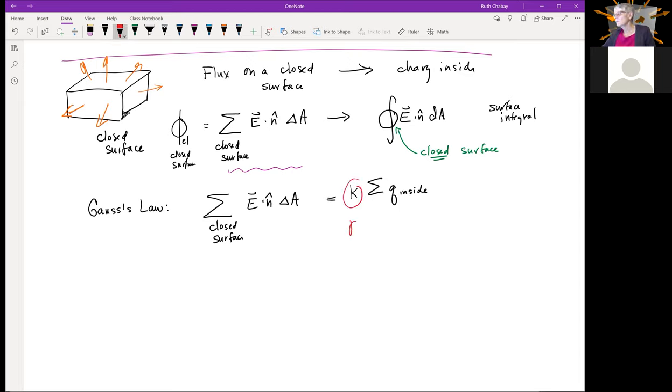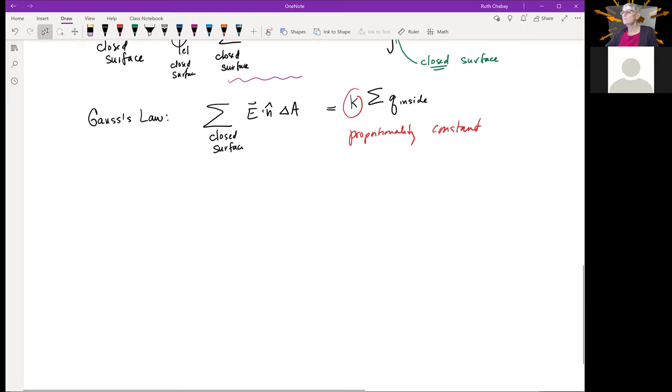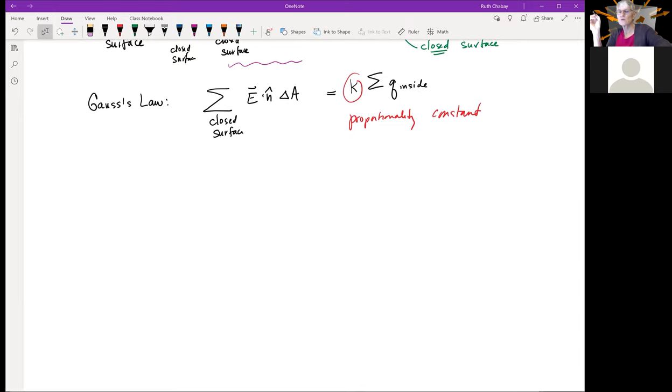And our job is to figure out what this proportionality constant would be. So let's take a situation that we're really, really familiar with, which is a point charge. So here's our point charge.